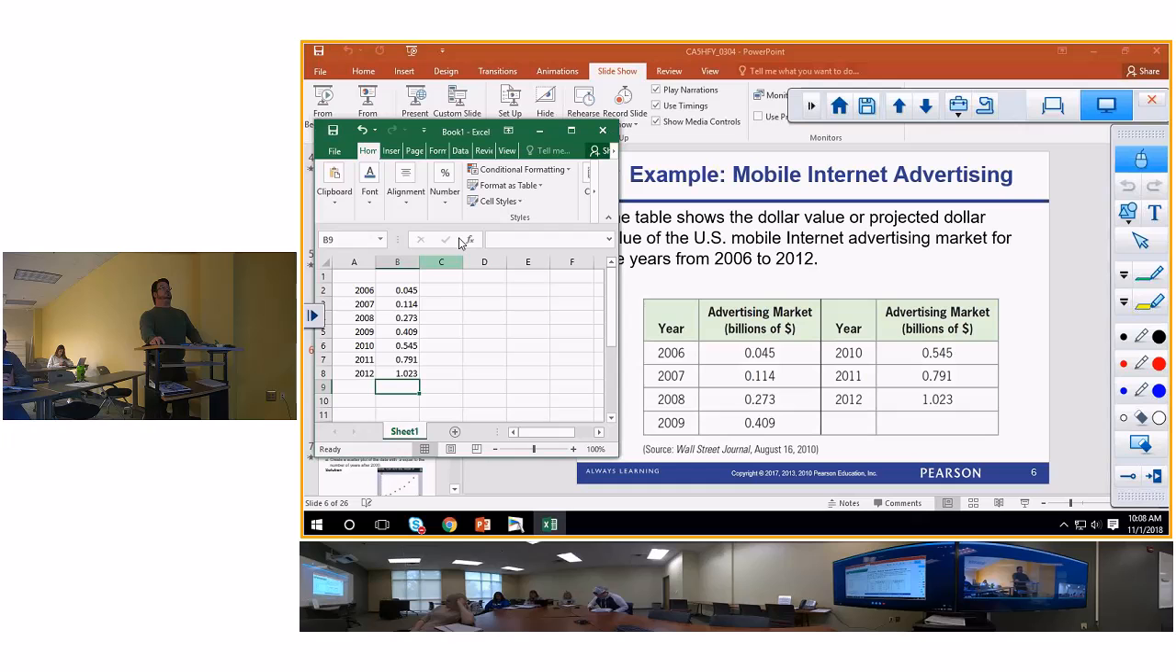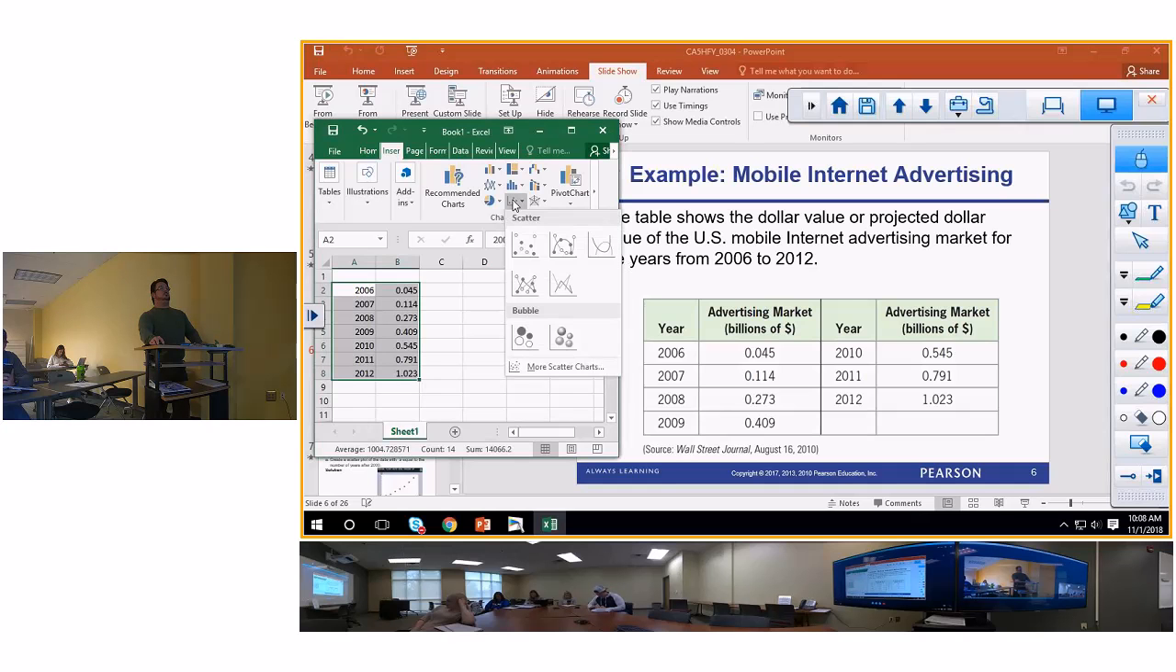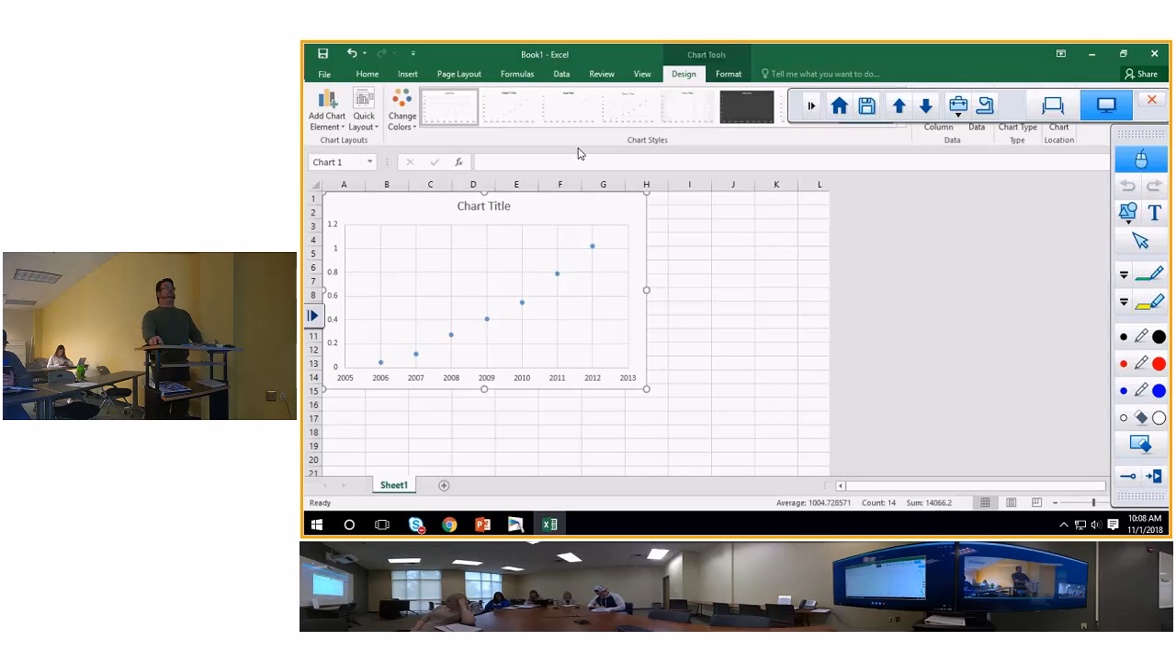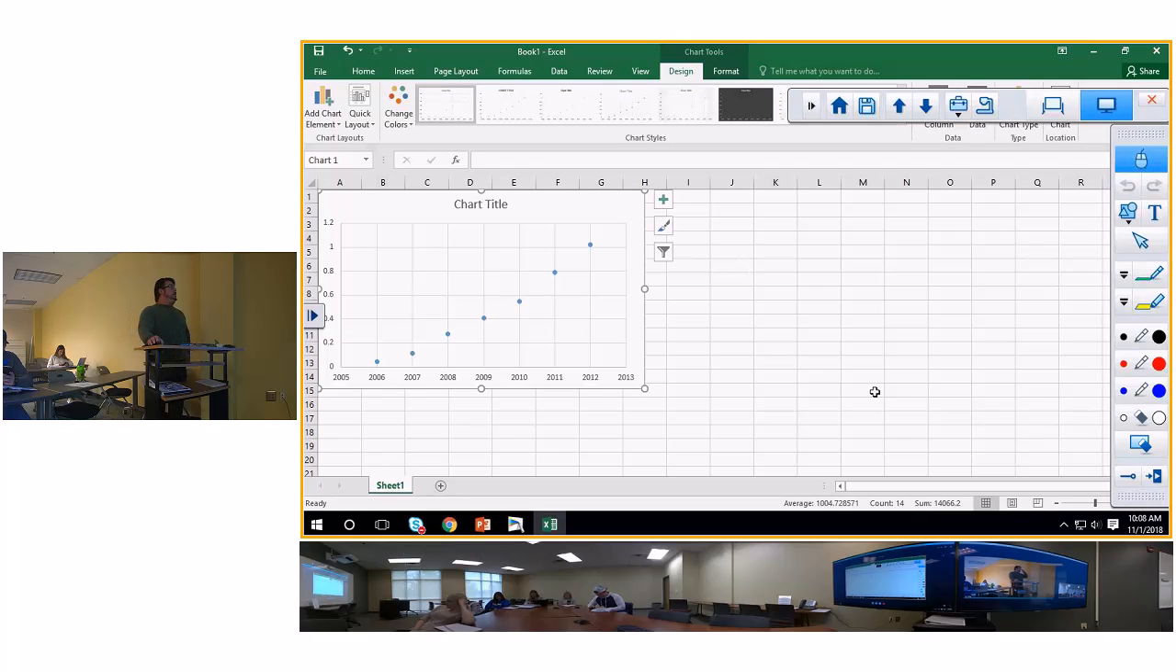And then I'm going to highlight and insert a dot plot, and make it big. Now, what does that look like? Some of you may say it looks like a straight line, but actually it has a sort of curve to it. Which section are we in, the straight line section or the parabola section? Parabola. You're in the quadratic, which means you're in the parabola.